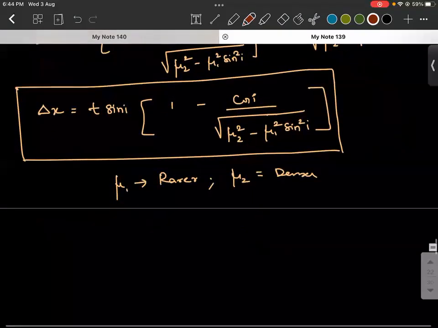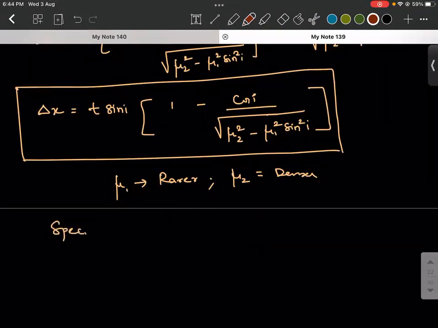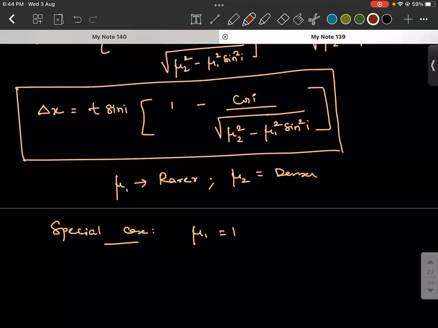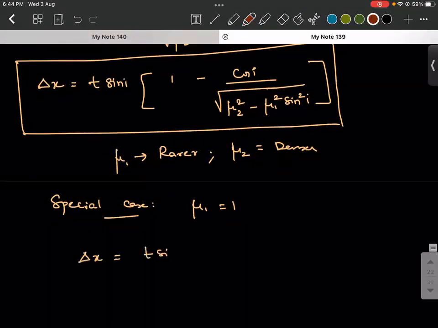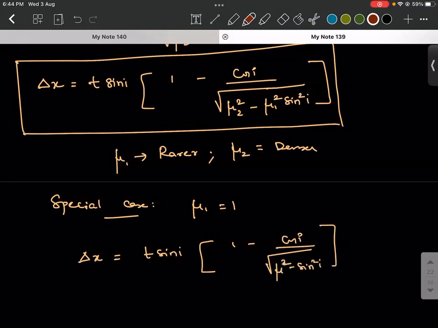In some special cases, if I say mu1 is equal to 1, that is the outside medium, the rarer medium, is air itself, then delta x is equal to t sin I into 1 minus cos I divided by root of mu square minus sine square I. This is the required expression.